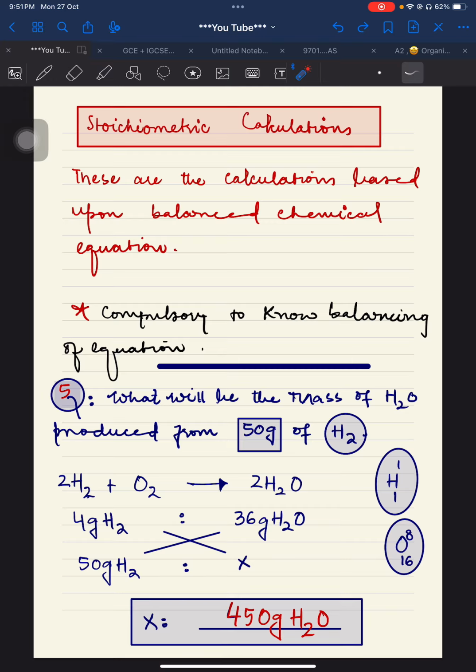So here I am just telling you that first of all, we have written 2H2 plus O2 giving us 2H2O. We can say that 4 grams of hydrogen is giving you 36 grams of water.